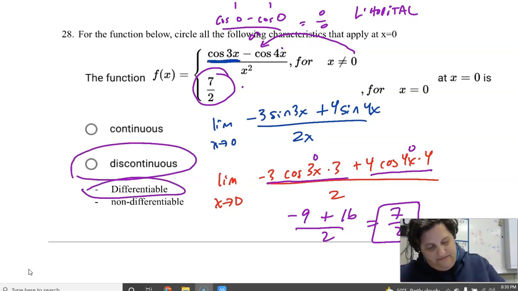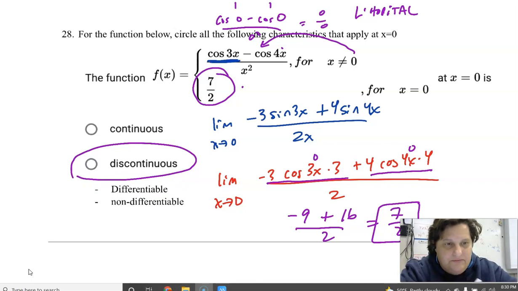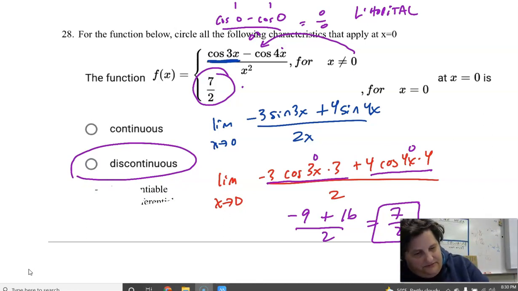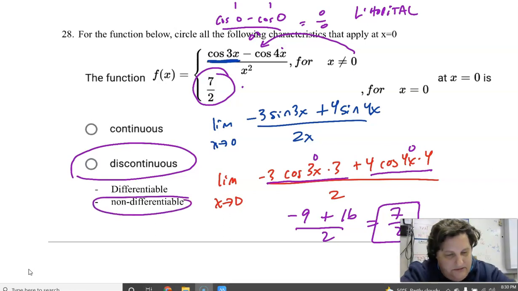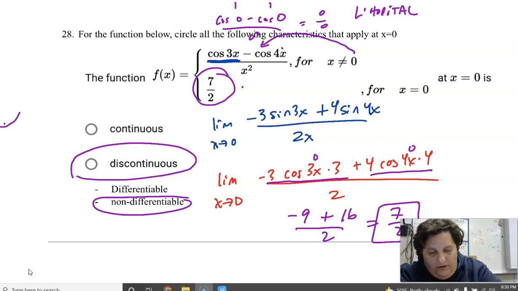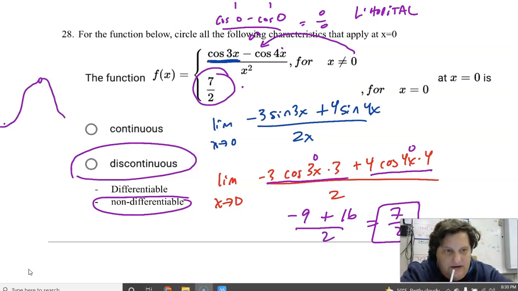but it is... wait. No, in order to be differentiable, it has to be continuous. So it's also not differentiable. That's confusing. Yeah, it actually has a hole. It's going to come up like that and have a hole. Okay? So it's not going to be continuous or differentiable right there.